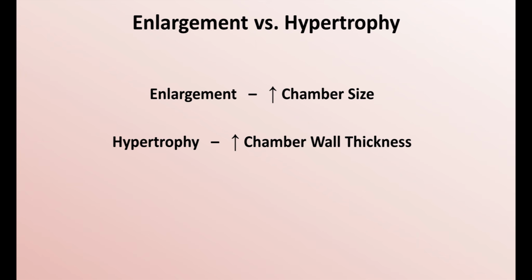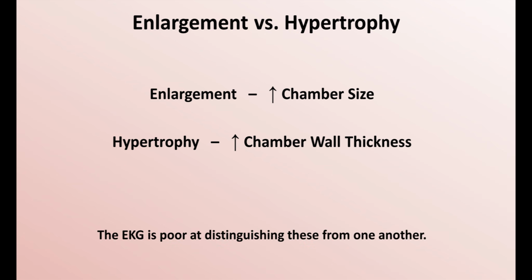Before I discuss the specifics of EKG diagnosis of chamber enlargement, I want to highlight the differences between the terms enlargement and hypertrophy. Usually, enlargement refers to increased chamber size, whereas hypertrophy refers to an increased chamber wall thickness. Although it is sometimes suggested that enlargement is from volume overload and hypertrophy is from pressure overload, this dichotomy is overly simplistic and should be avoided.